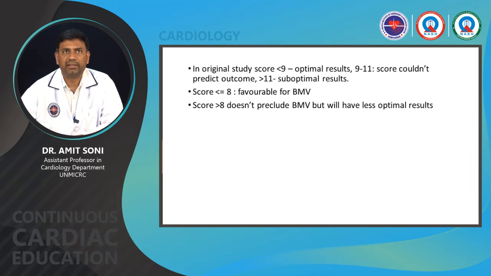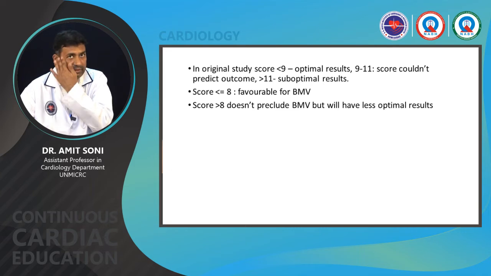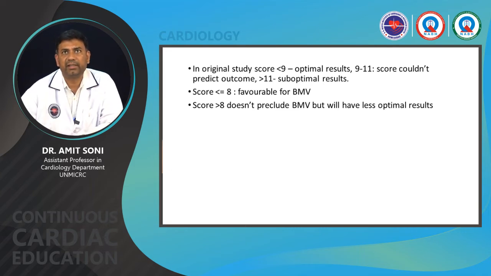In the original study, a score less than 9 gave optimal results, a score of 9 to 11 could not predict outcome, and more than 11 gave suboptimal results. Score less than 8 is favorable for BMB. Score more than 8 doesn't preclude BMB but will have less optimal results.